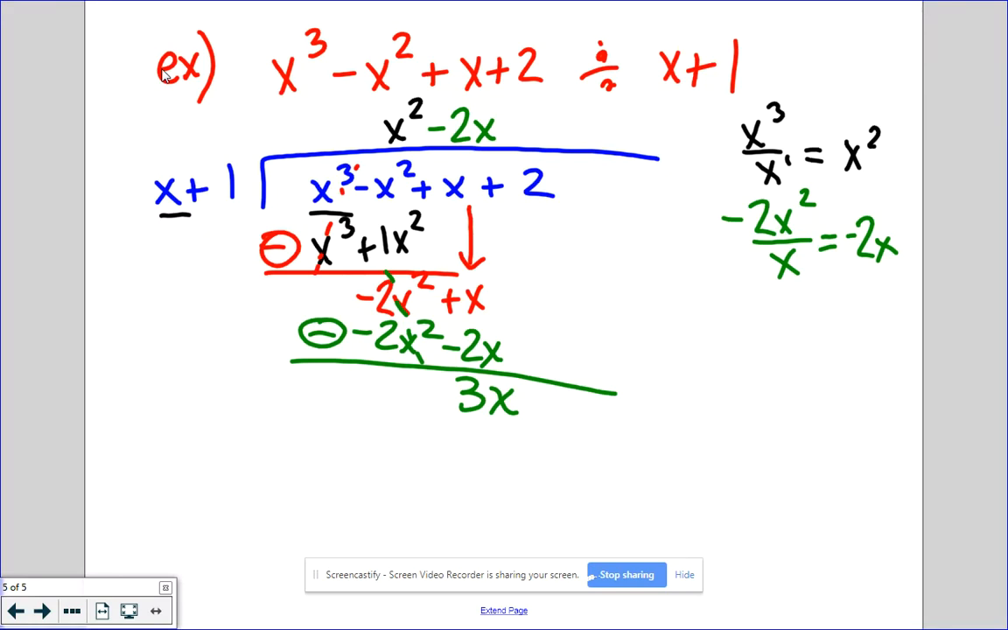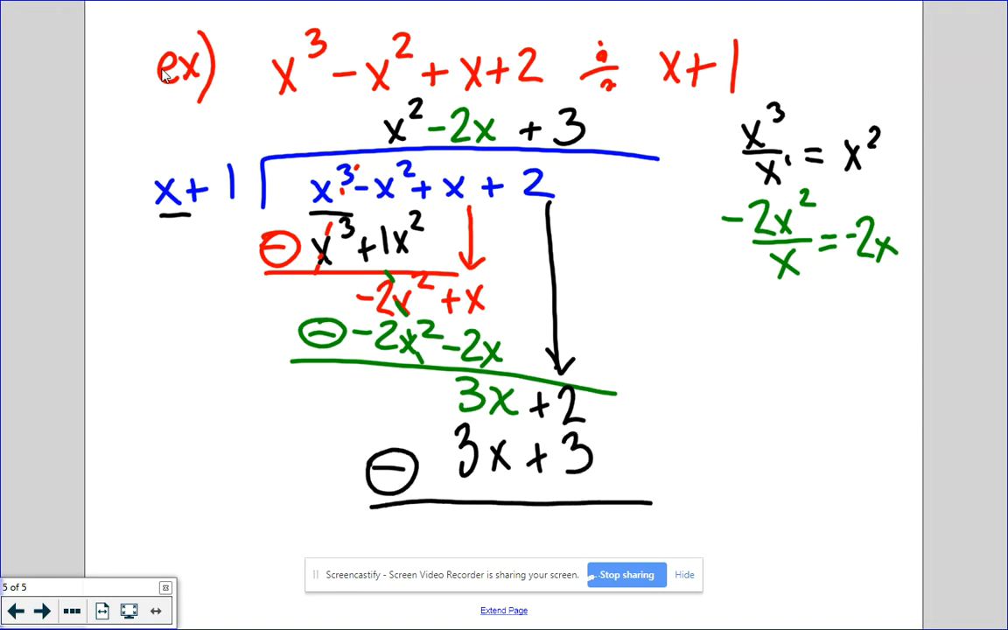But again, it's not like the other. I only have one term, so I've got to bring another one down. So what do I take x times to get 3x? 3. 3 times x is 3x. 3 times 1 is 3. Subtract again. 3x minus 3x, gone. 2 minus 3 is negative 1.